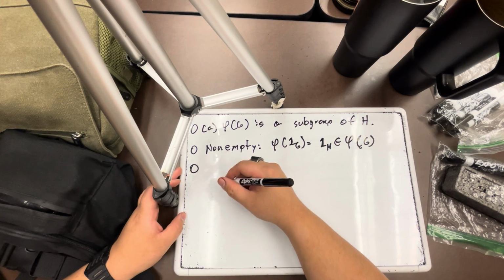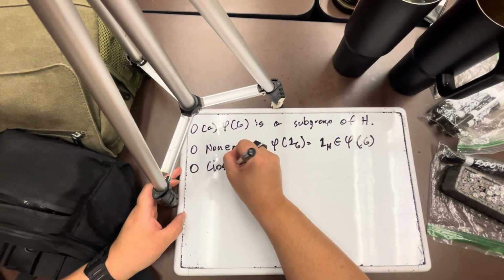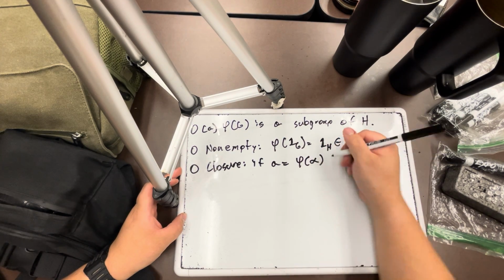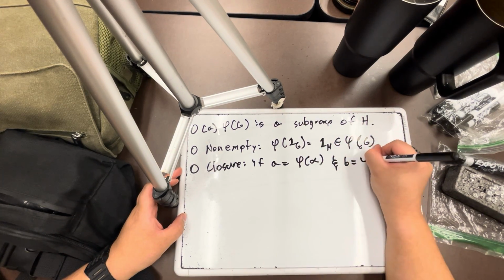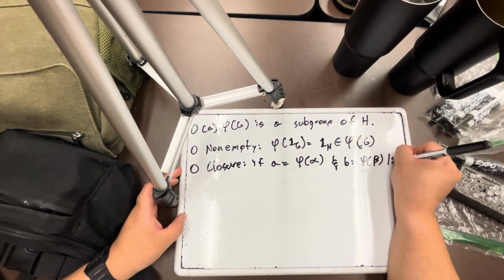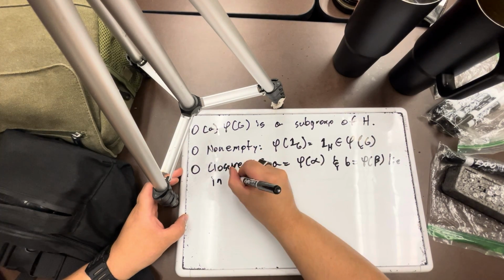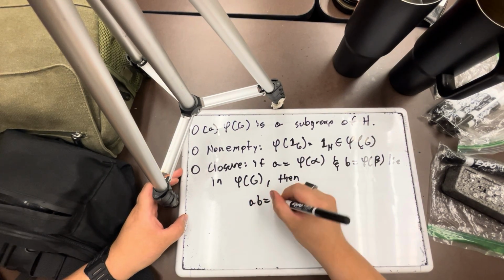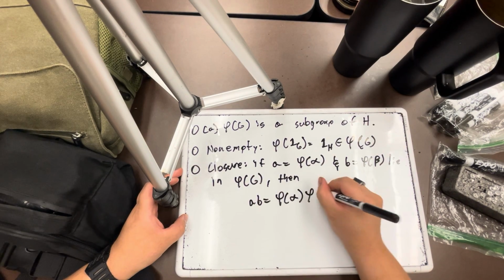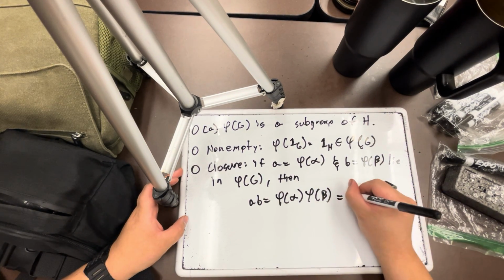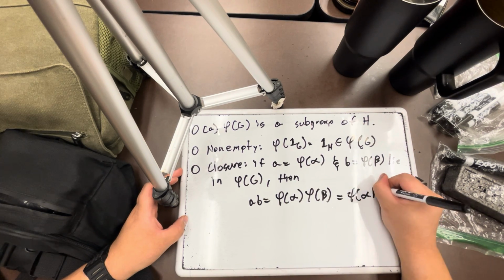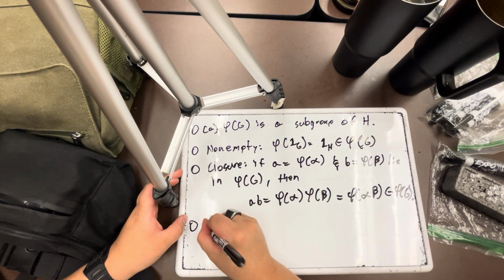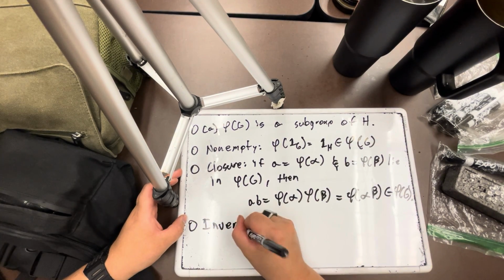Okay, now, how about closure? Does it have closure? Well, if A is equal to φ(α) and B is equal to φ(β) lie in φ(G), then we have that AB is equal to φ(α) times φ(β), which is equal to φ(αβ), which is also contained within φ(G). So that demonstrates closure.